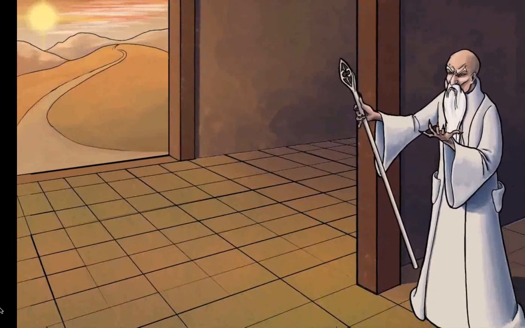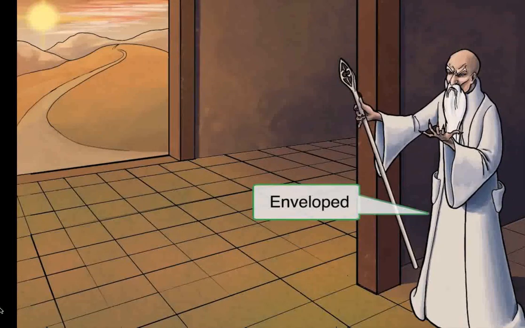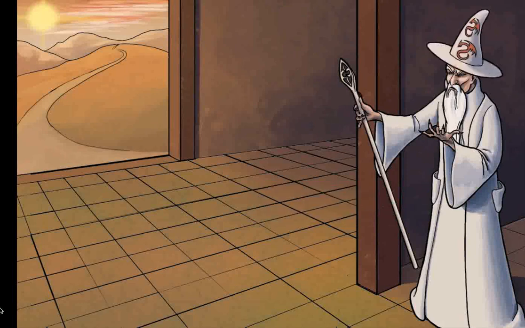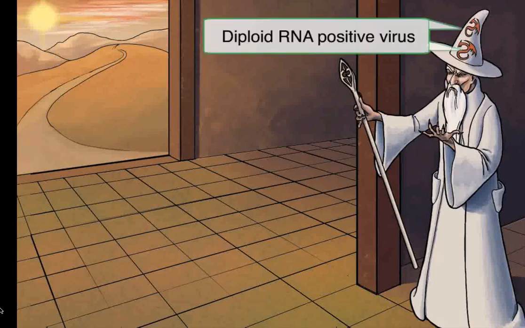Alright, let's talk about some more characteristics of the virus, which will be illustrated with our evil wizard. First, notice that he's wearing a large white robe, which represents that the virus is enveloped. We'll also draw on a unique hat, a wizard's cap, that has two orange dragons on it. The two orange dragons are supposed to represent the diploid nature of the virus. There are two molecules of positive stranded RNA in each virion. That's why there are two dragons that are orange for RNA.